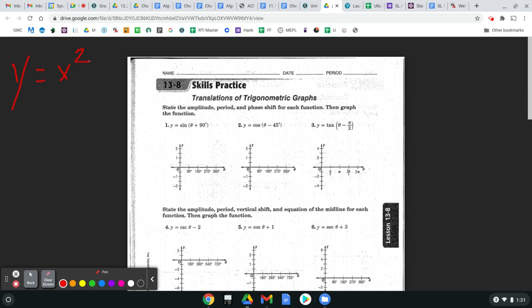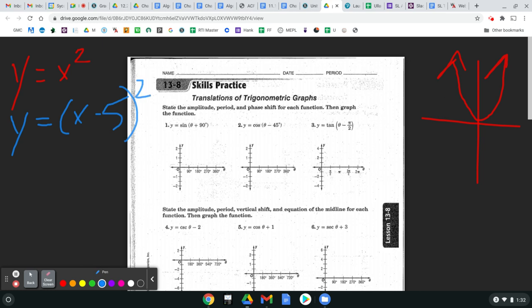There was y equals x squared, which was like a parabola. You know what I'm saying? But if you had y equals x minus 5 squared, do you remember what happened to that parabola? It would go up 5. Good guess. It would actually go right 5. But good guess. It's counterintuitive. You remember that word?